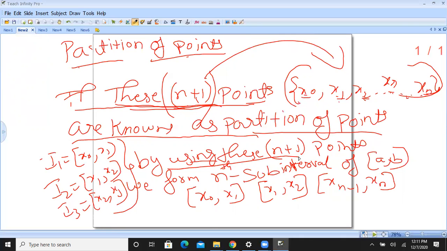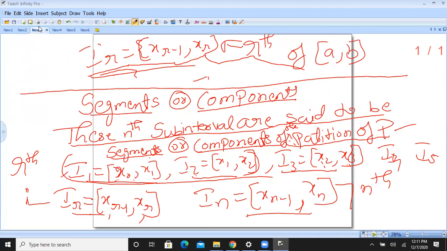So I1 contains the first subinterval, the second subinterval, and so on. This is n subintervals in the region: first subinterval, second subinterval, third subinterval, 1, 2, 3 subintervals. As usual, next the Ir subinterval.